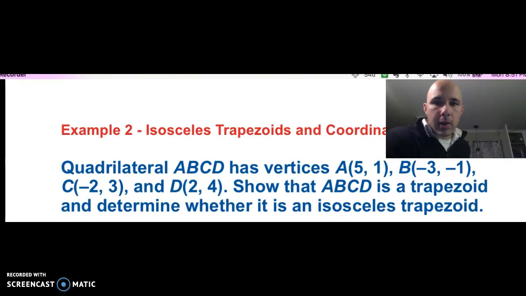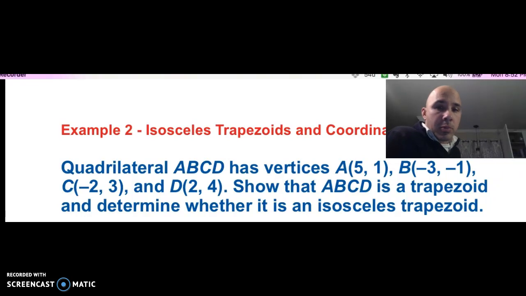Example 2 on benchmark 28. This is isosceles trapezoids and coordinate geometry. Quadrilateral ABCD has vertices A(5, 1), B(-3, -1), C(-2, 3), and D(2, 4). We want to show that ABCD is a trapezoid, and we're going to determine whether it's an isosceles trapezoid.